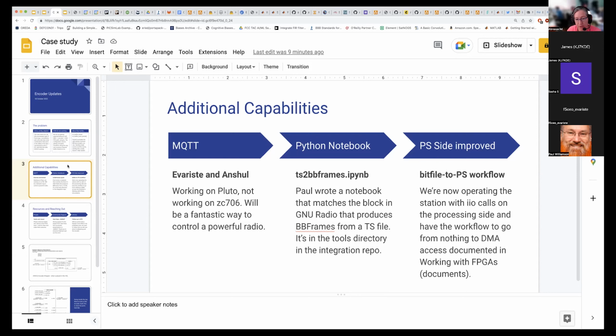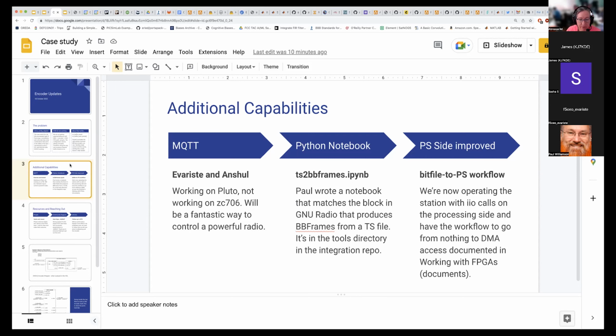It takes a TS file and turns it into BB frames. It's a Python notebook, and this matches the block in GNU Radio that produces BB frames from a TS file. You can use either one, but if you don't want to install GNU Radio and you're okay with using a Python notebook, then you can get a file of BB frames from a TS file.